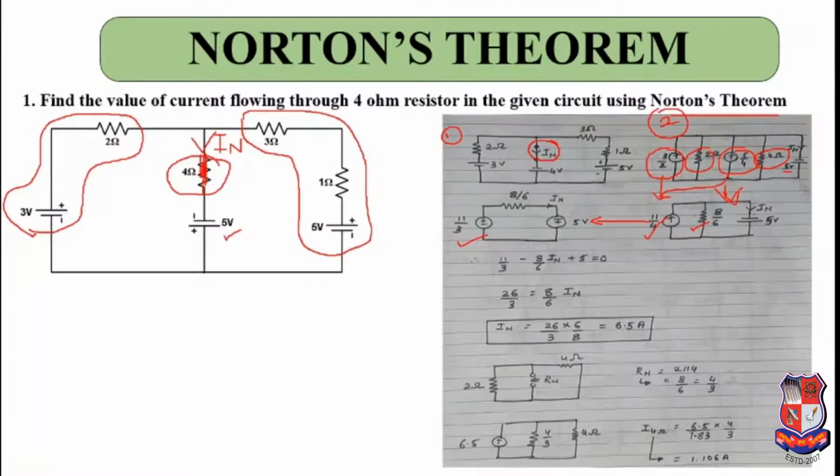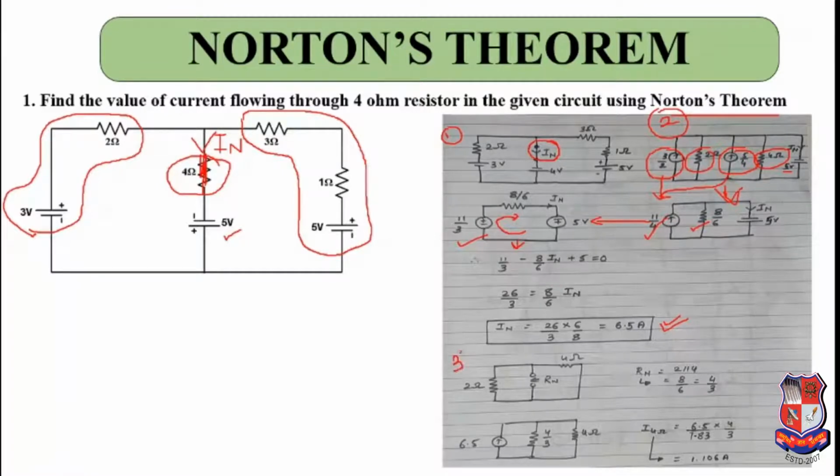If you see, this is a current source in parallel with the resistance, you can do source transformation and you will get 11 by 3 in series with 8 by 6. And over here you already have this Norton's current. So now you can find the Norton's current simply by a KVL loop. So you will come over here. It will be 11 by 3 minus 8 by 6 into IN, plus 5 volts equals 0. So from this you will solve and you will get Norton's current to be 6.5 ampere. Okay. So this is your whole second step.